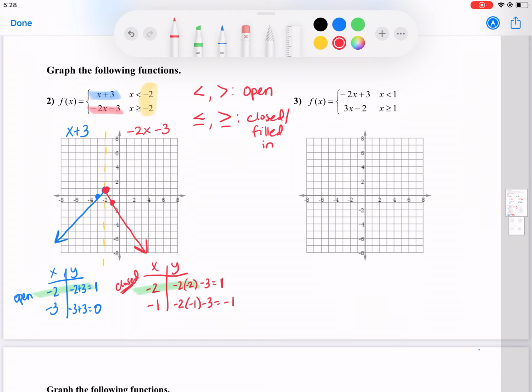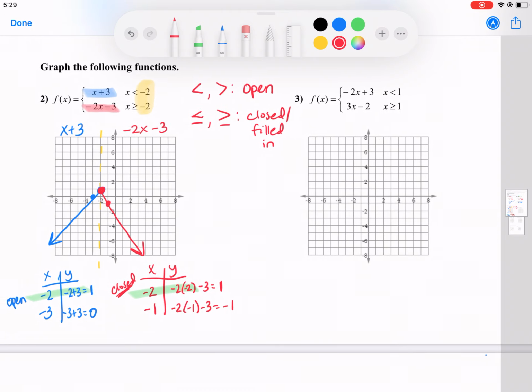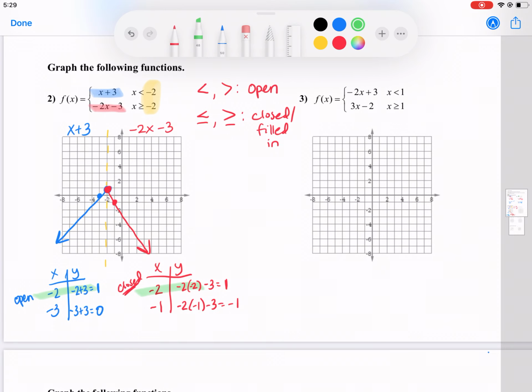So now that we've done one, let's do another one. See how this goes. So this time our boundary is at +1. So I go to +1, like so. And then I'm going to place my two equations. So -2x plus 3, we place that where x is less than 1, so that's on the left side. And then 3x minus 2 will go on the right side because it's x is greater than or equal to 1.